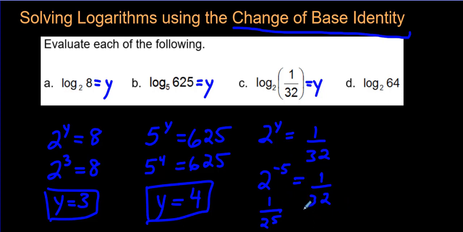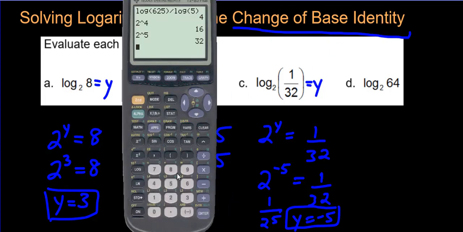The bottom line with this video is that we should get negative 5 as the answer using this change of base identity. So let's try typing in this weird situation on the calculator. We're going to go log and then 1 divided by 32, close the bracket. We're going to take that and divide it by log 2, log the base of 2. And look at that, you get negative 5 as an answer, which is exactly what the calculator told us.